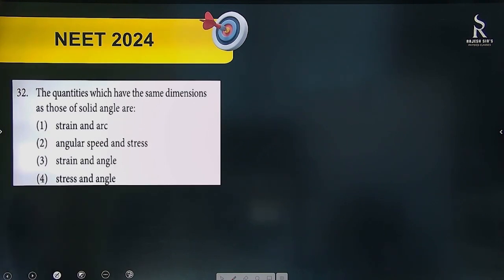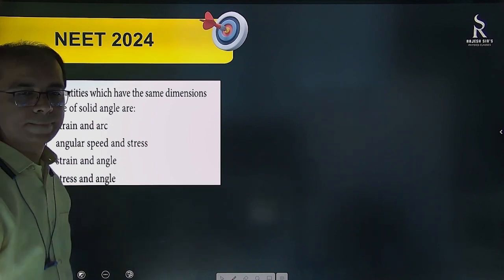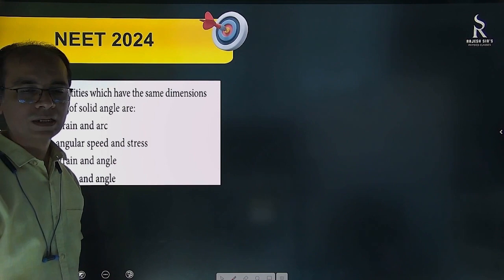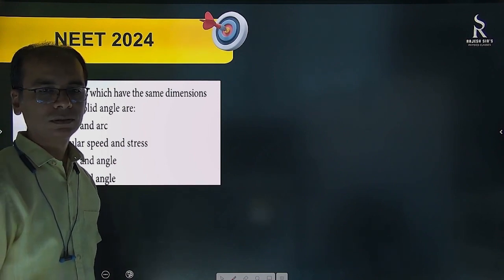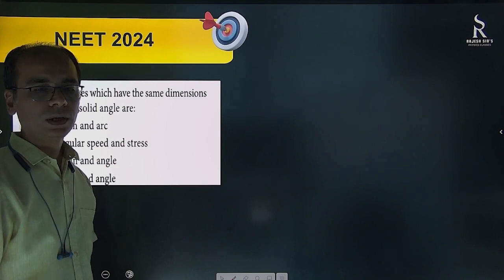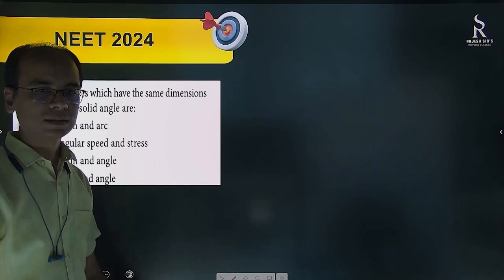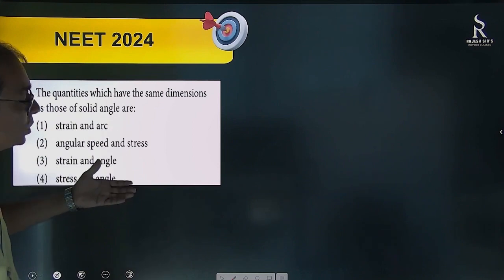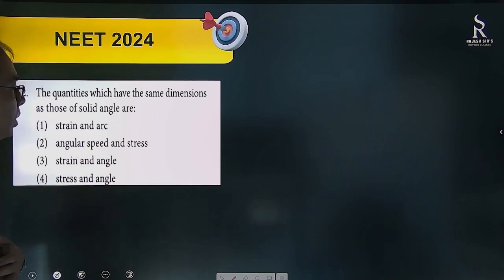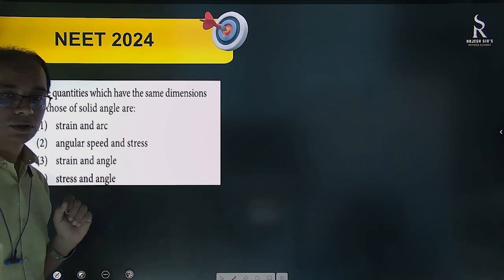The quantities which have the same dimension as those of solid angle. Solid angle's dimensions. Solid angle doesn't have dimensions. Okay, it doesn't have dimension. It's dimensionless. So that means I have to find out which quantities are dimensionless in this. Strain, yes, strain is dimensionless.